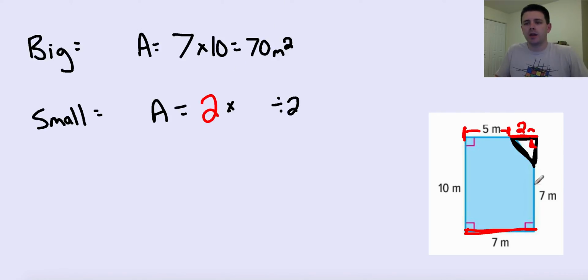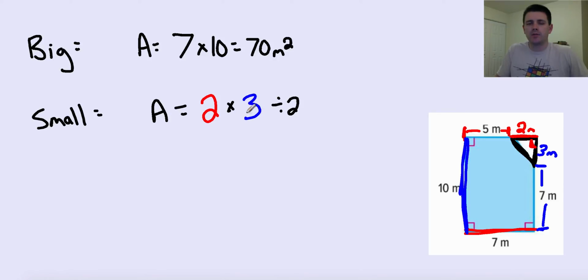Now do the same thing. I know that this distance from corner to corner is 7 meters. I know the whole distance top to bottom is 10. So I want to know what's this shorter distance over here. Something plus 7 gives me 10. Well, go backwards. 10 minus 7 means this little piece is 3 meters.